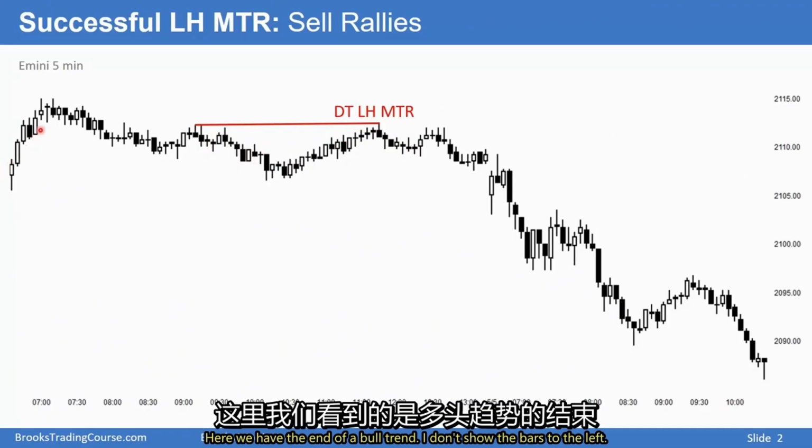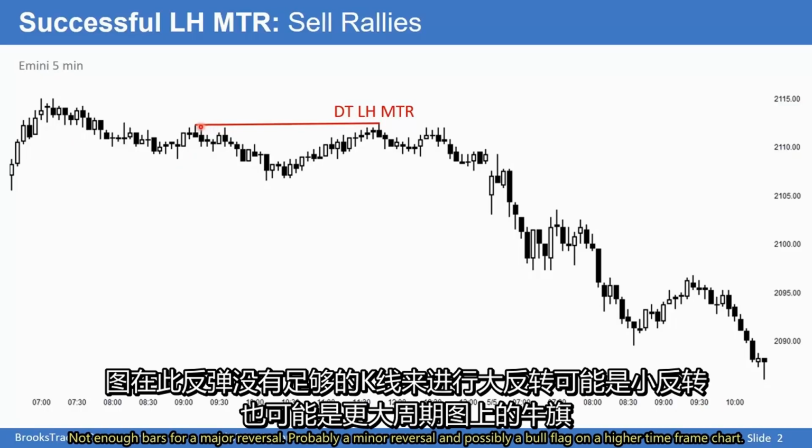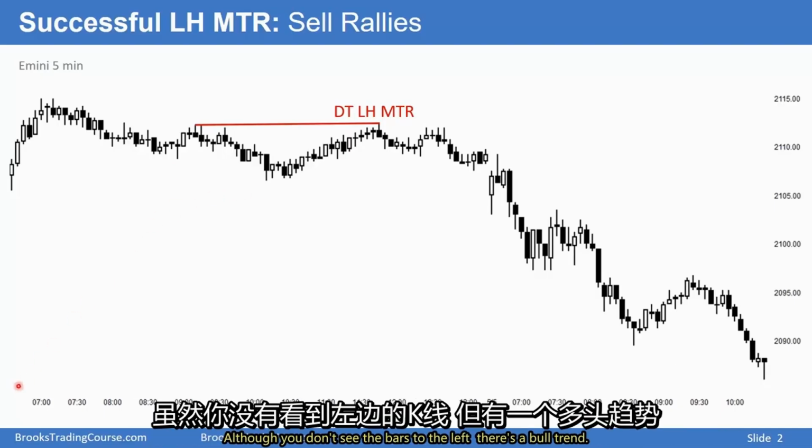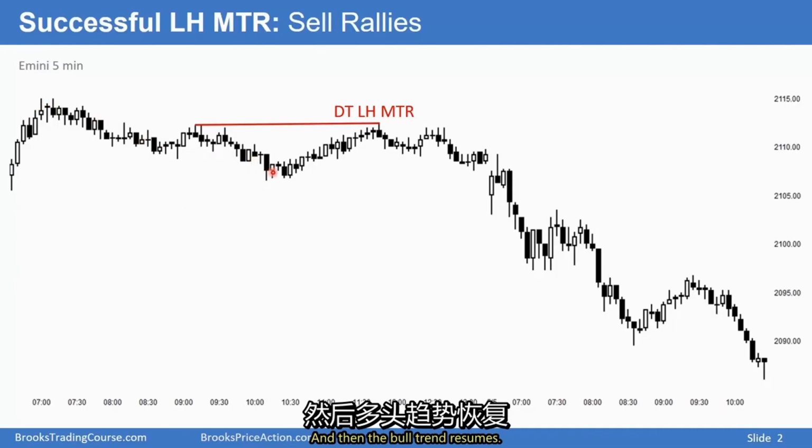Here we have the end of a bull trend. I don't show the bars to the left. It was starting to sell off. We tried to rally here. Not enough bars for a major reversal, probably a minor reversal, and possibly a bull flag on a higher time frame chart. Although you don't see the bars to the left, there's a bull trend. And then we start to reverse down for 20, 30 bars, and then the bull trend resumes.